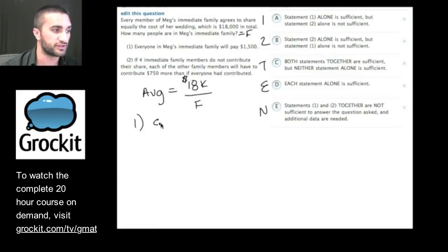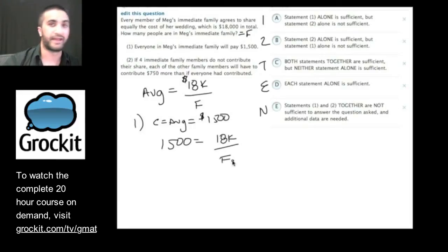So their contribution, or their average that they pay each, will be $1,500. So that would give me an equation like this. 1,500 equals 18K over f. Now, I can solve for f. Do I need to? Do I need to solve for f, Jay? I don't think so. All I need to know is whether or not I can solve for f. And if so, then I know that statement 1 alone is sufficient.